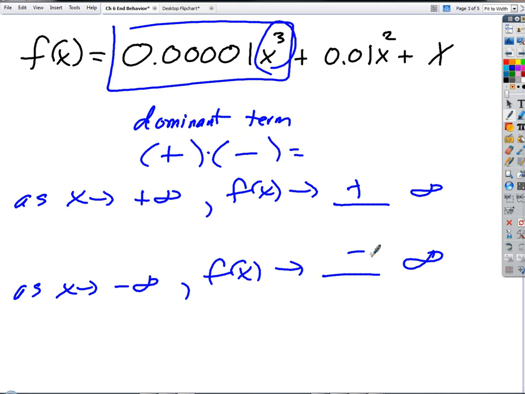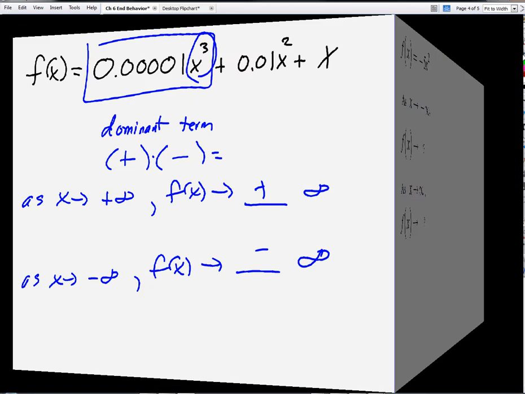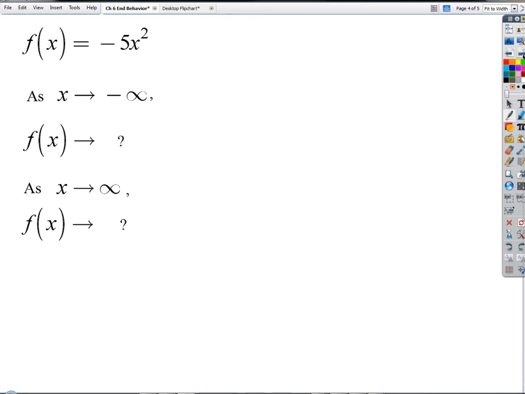So what about this guy? We can keep going with that. What about this one? Our function is f of x equals negative 5x squared. As x approaches negative infinity, f of x is going to approach what? Well, we can find out. f of x is going to approach some kind of infinity, right? What's the flavor going to be of infinity, positive or negative? Well, let's see what we get.